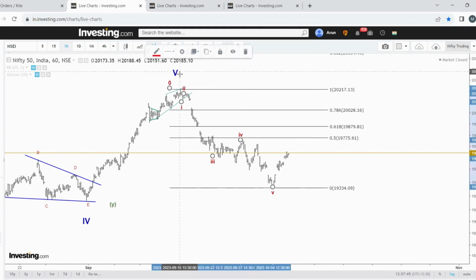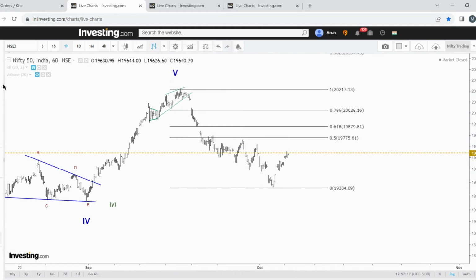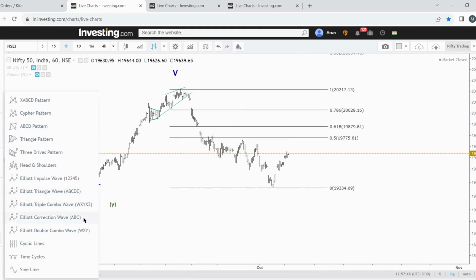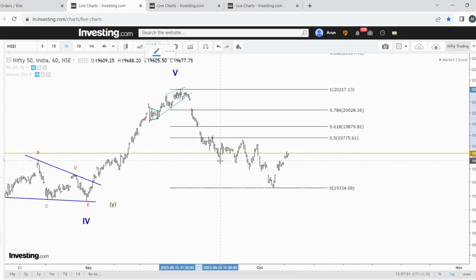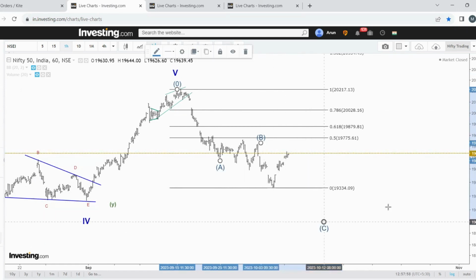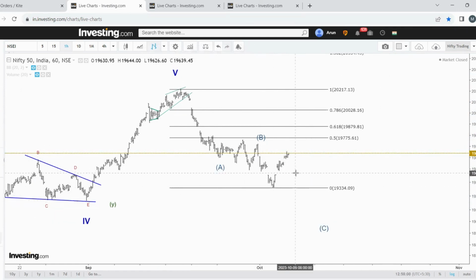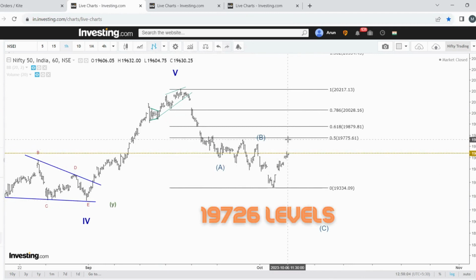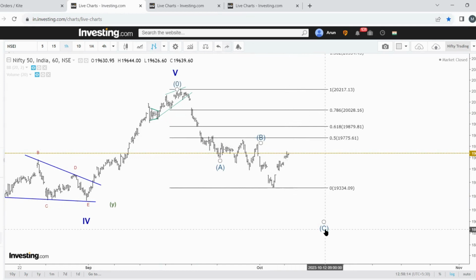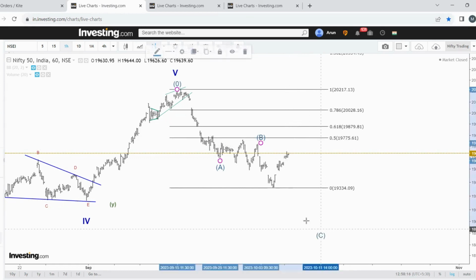Another assumption is this can be A and B and C started, that is 1, 2, 3, 4, 5. This count is valid when the price does not move above this level. Okay, we need to watch this level. Okay, another assumption is the C is ended here, ABC is, and B is a triangle.